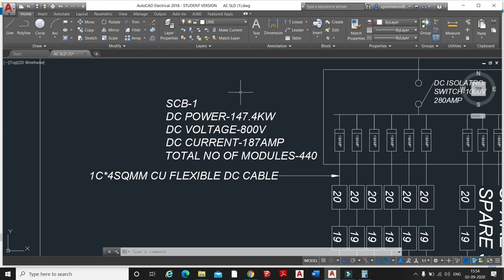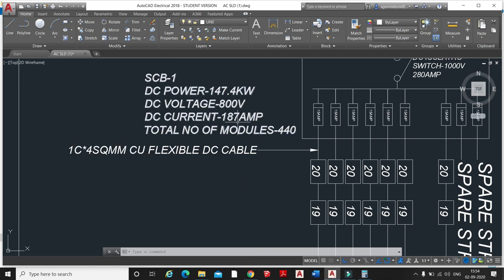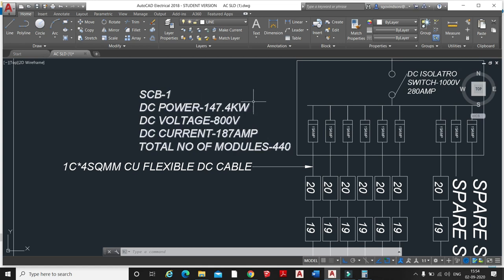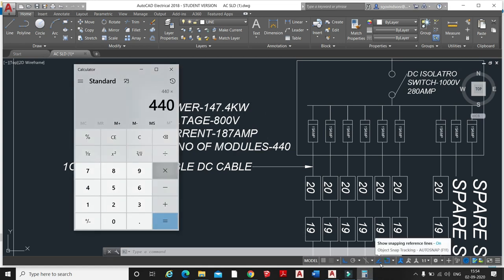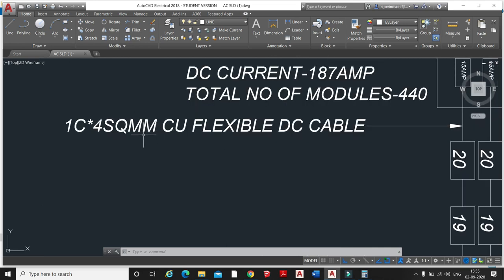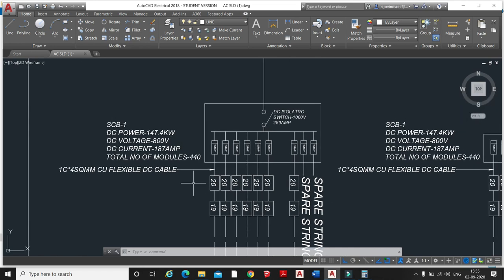So you can give the rating: the DC voltage is 800 volt, because we connect 20 modules in series, so we choose 20 into 40. 40 is your Vmp voltage, and each string delivers around 800 volt DC, and this is your DC current, 187 ampere, and the total number of modules is 440, and your power is 147.4 kilowatt. 440 into 335, your power of 147.4 kilowatt you will deliver to the inverter. And your DC cable is 1 core 4 square mm copper flexible DC cable. So this is your combiner box.